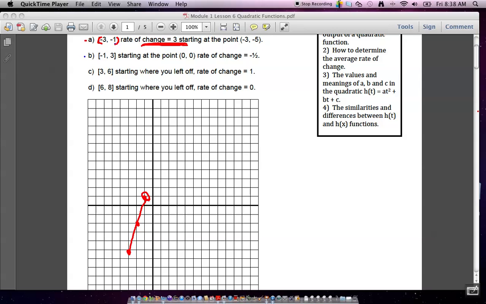Next one. From -1 to 3, now this time they're both staples, so they're both going to be solid circles, or filled in circles. We said starting at the point 0, 0, but we changed that, if you remember, to -1, 0. So I'm going to go to -1, 0, which is right here, and I'm going to do a rate of change of -1/2. So I'm going to go down 1 over 2. I go all the way out to 3, so I do it one more time, down 1 over 2. We said they're solid circles, so there is my movement.